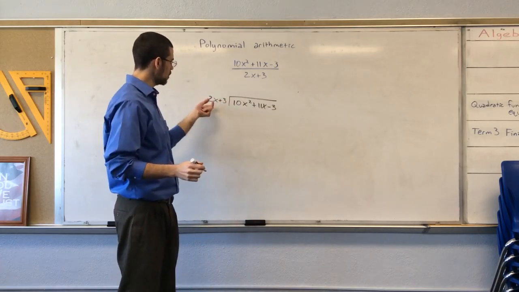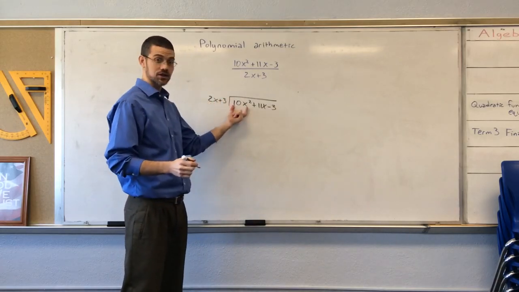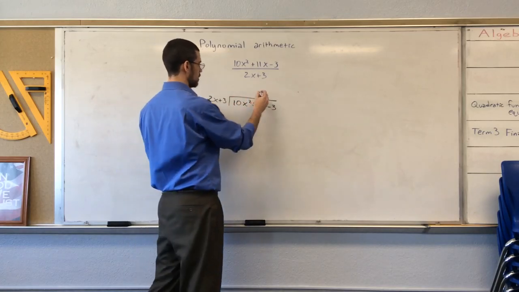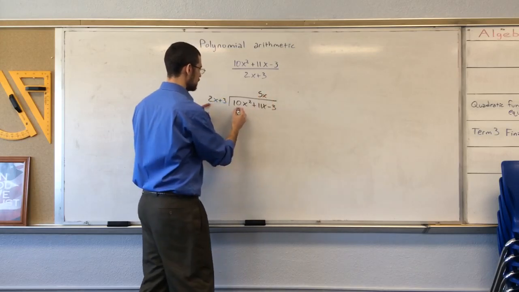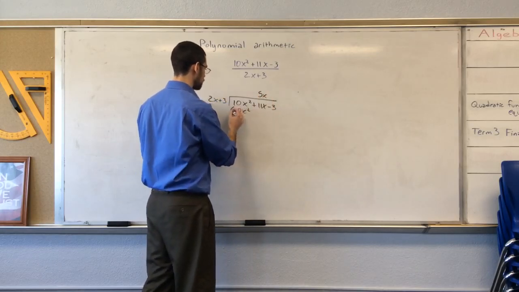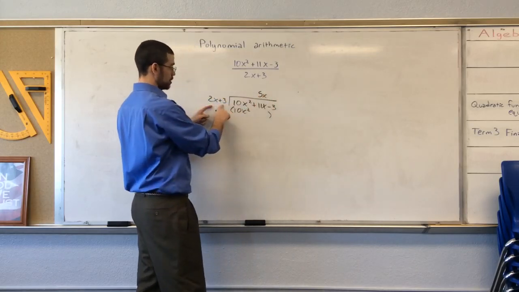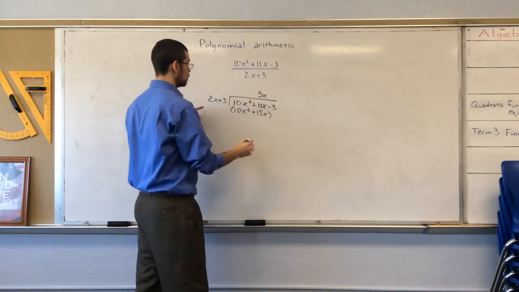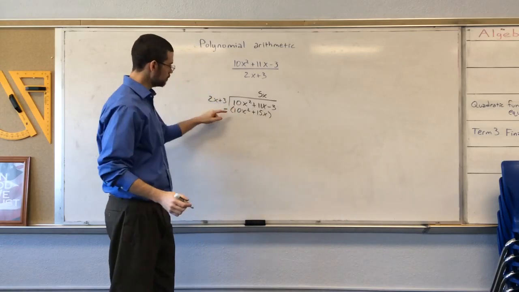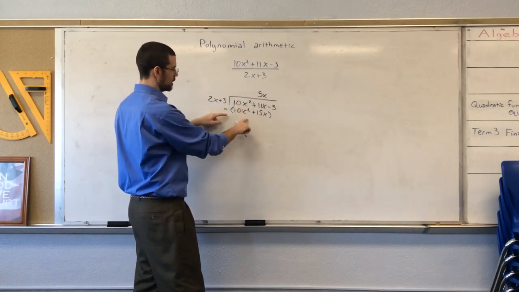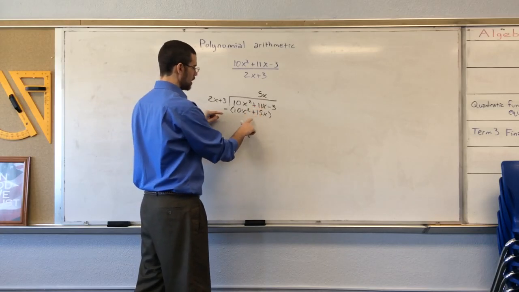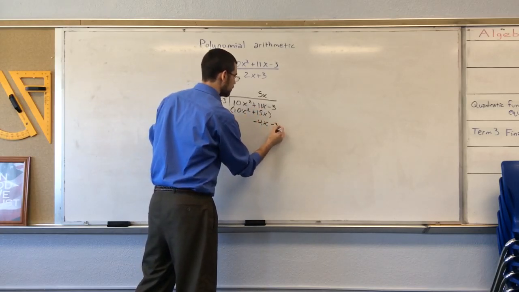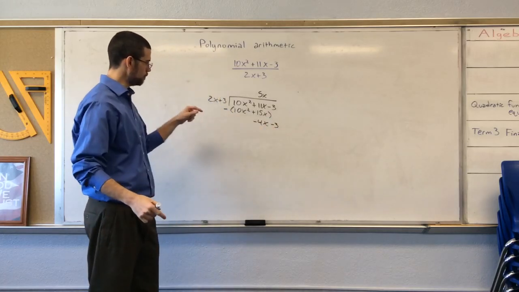We need to ask ourselves what times 2x gives us 10x squared so that that term cancels out when we subtract. Well, 5x times 2x is 10x squared. 5x times 3 is 15x. And we're going to subtract that. So we get 10x squared minus 10x squared is 0. 11x minus 15x is negative 4x. And we still have these three holes right here.